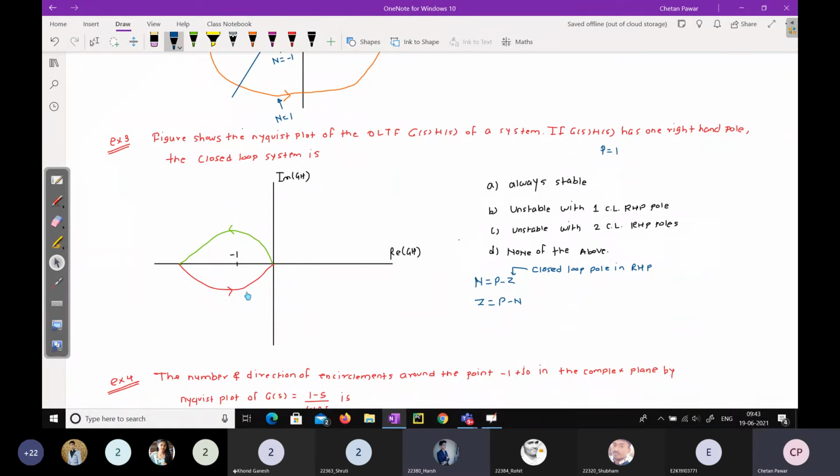How many encirclements are there around -1 point? One only, and that is in anti-clockwise direction. So N will be positive. So N will be 1 because of this. So P will be 1, N will be 1. So what is the Z? 0. So out of these 4 options, which is the correct option?